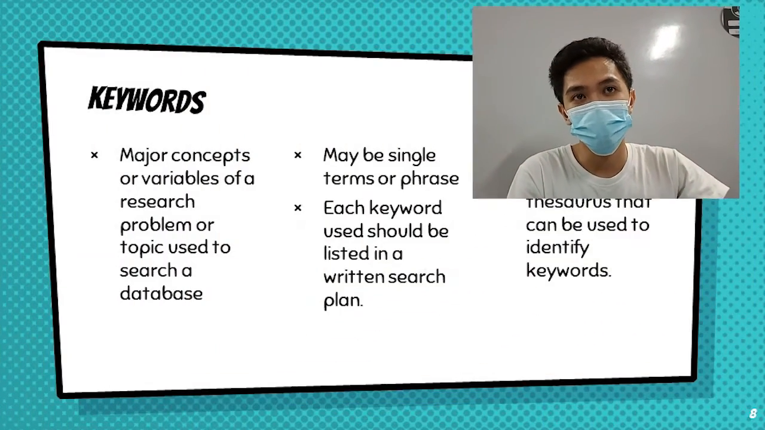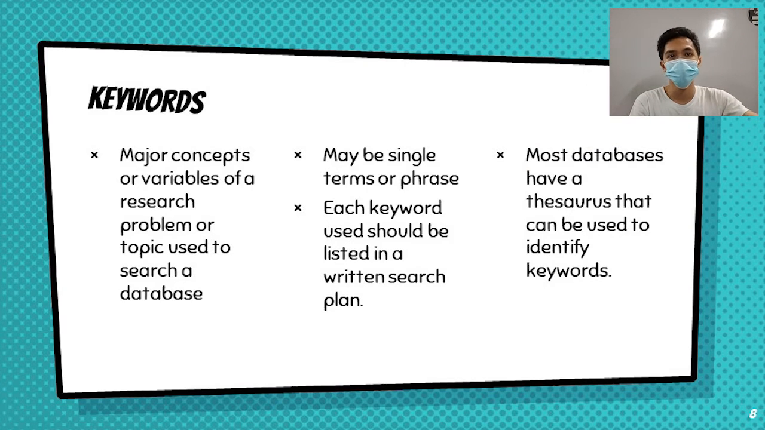Keywords. Major concepts or variables of a research problem or topic used to search a database. May be single terms or phrases. Each keyword used should be listed in a written search plan. Most databases have a thesaurus that can be used to identify keywords.